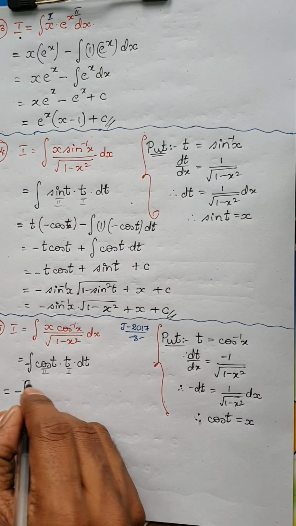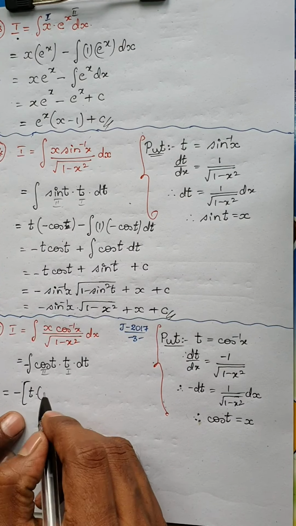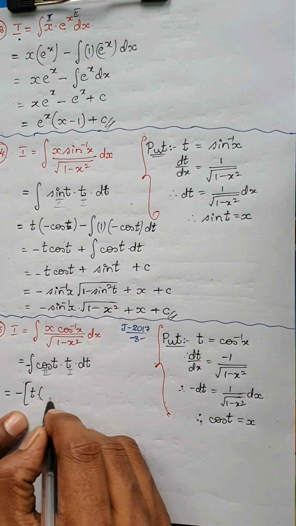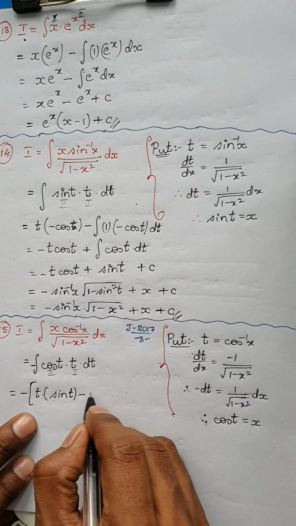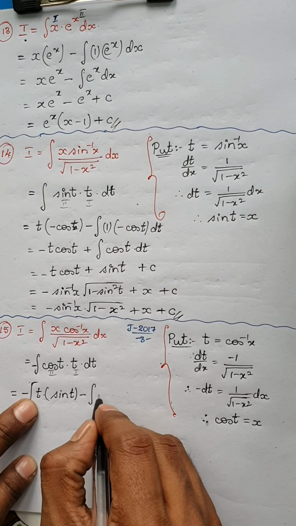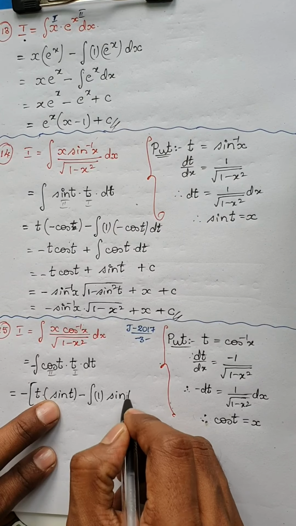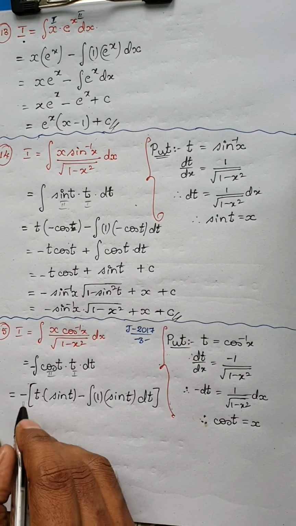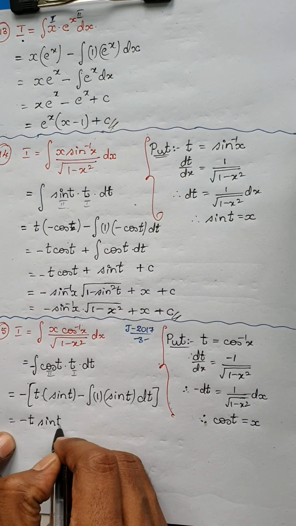So according to the original procedure of integration by parts, I'm going to keep the first function as it is, and integrate cos t directly. Now what is the integral of cos t? We know it's a standard integral, sin t, right? Minus integral of the derivative of t with respect to t, which is 1, and this function as it is, which is sin t dt. So this is nothing but minus t sin t.